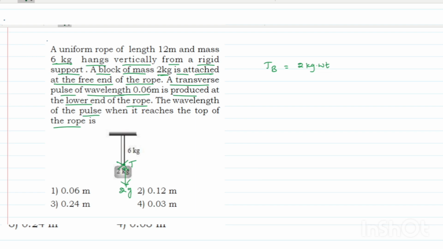Next is the tension at the top. At this point, the 6 kg mass of the rope along with the 2 kg mass is the total weight it supports. So the tension at the top is 2 plus 6 kg weight, which is 8 kg weight. This is the tension force value.